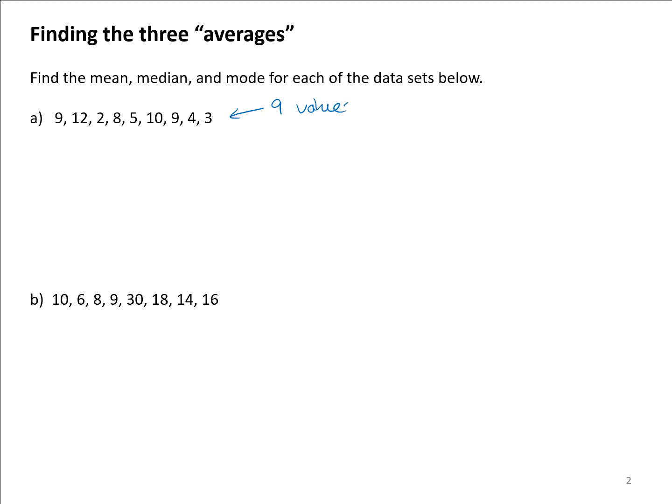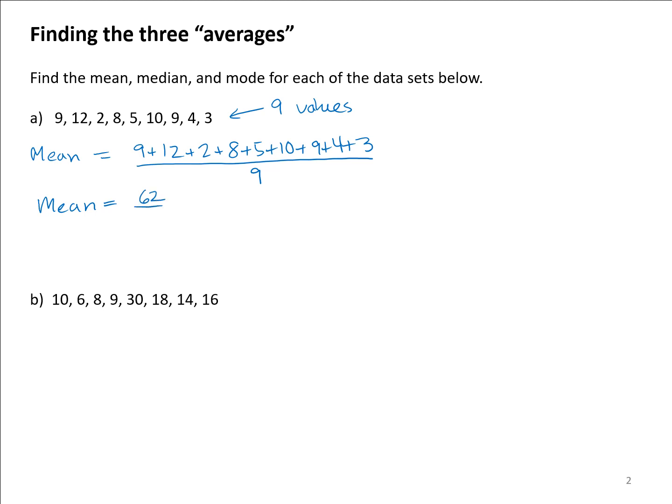So to find the mean, we're going to add each of those 9 values up. 9 plus 12 plus 2 plus 8 plus 5 plus 10 plus 9 plus 4 plus 3. And then we'll divide by how many we had, which again was 9. So you must add before you divide. When I add those numbers together, I get 62. Then we'll divide by 9.